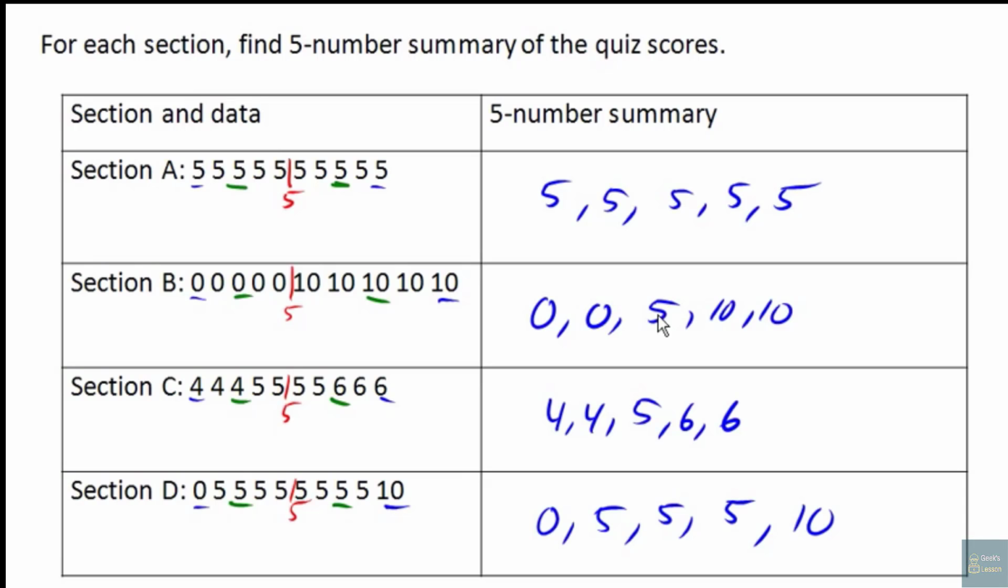Now, of course, with only 10 pieces of data, doing a 5-number summary is awfully silly. But if we had several hundred pieces of data here, the 5-number summary would definitely provide a nice, condensed way of looking at the data.